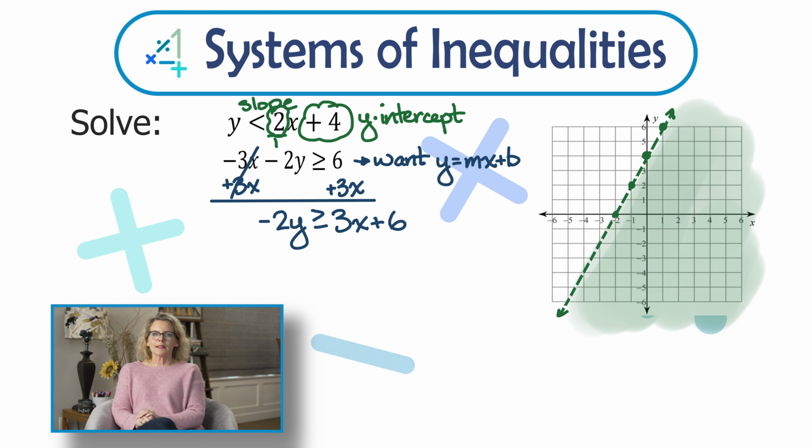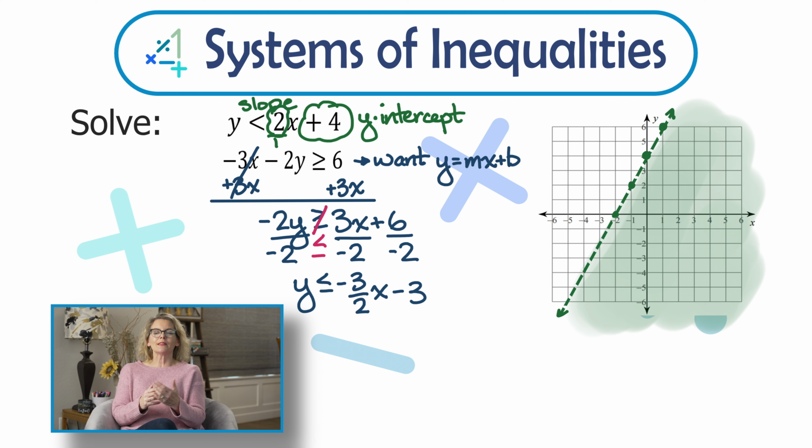Now, you must listen closely. I have to get rid of the negative 2 in front of the y, and I have to divide to get rid of it. You must divide each term by negative 2 and remember to flip the alligator. The rule is that when we multiply or divide by a negative number, we have to flip those alligators. So, our equation transforms into y is less than or equal to negative 3 halves x minus 3.